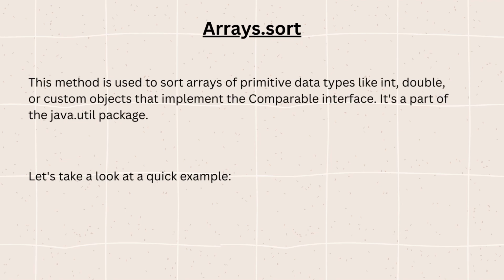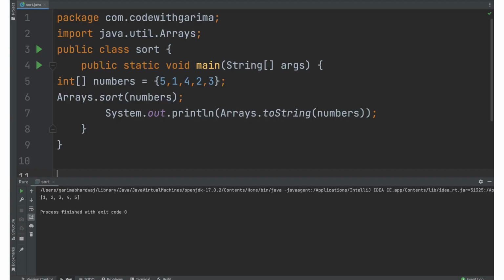Firstly, we'll see what is arrays.sort. This method is used to sort arrays of primitive data types like int, double, or custom objects that implement the Comparable interface. It's a part of the java.util package. Let's take a look at a quick example.